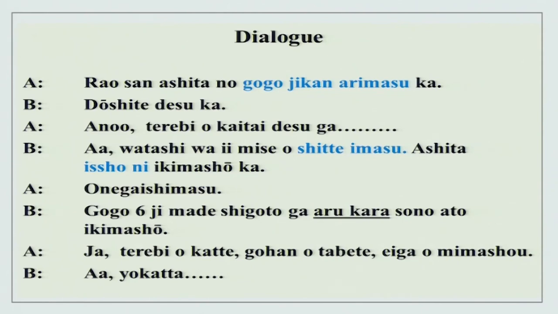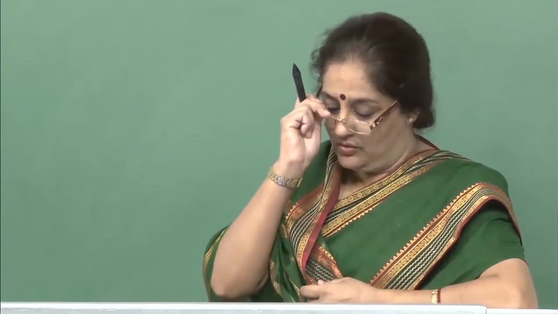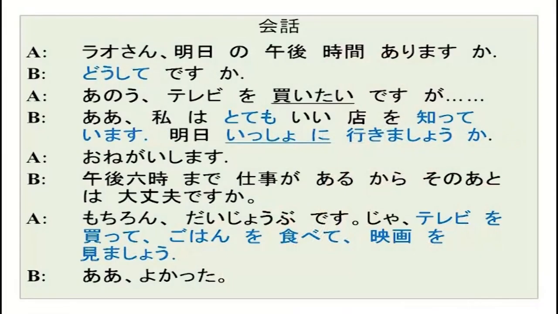Ah, yokatta. So you can see from the last line that you can say a lot of things by just using te form of the verb. And you can convey a lot more in a single sentence. And yokatta is, of course, that's really good. I am happy. Yokatta. That's great. We can go and have food and watch a film as well.